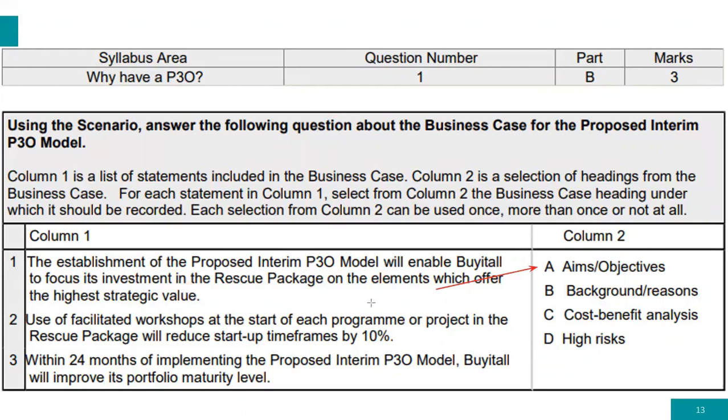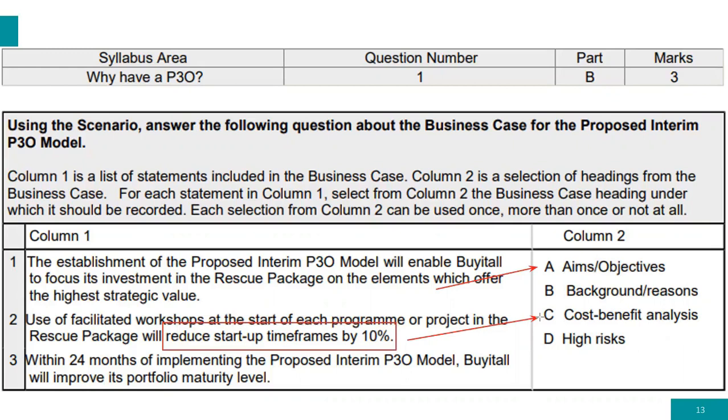Number 2, use of facilitated workshops at the start of each program or project in the rescue package will reduce startup timeframes by 10%, which is more a benefit. So it goes into the cost benefit analysis. The keyword being reduction in time frames by a particular percentage. That's usually an indication that it's a benefit. So you can watch out for some of these keywords and map it to a relevant option.